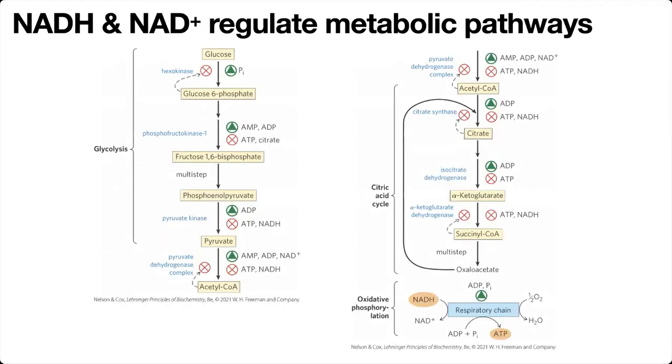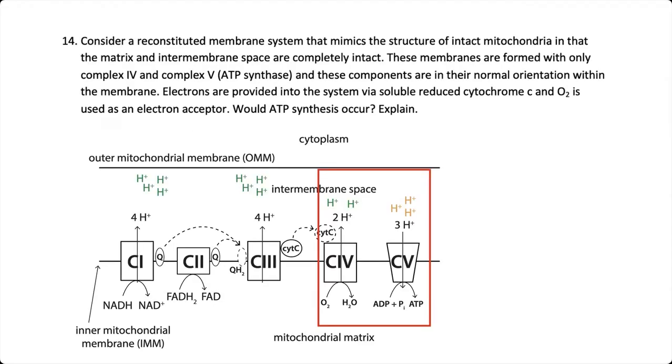And so your electron transport chain is regulated by oxygen and ADP. That's going to help control the NADH ratios to control which direction metabolic pathways run. Now we want to consider a reconstituted membrane system that mimics the structure of intact mitochondria in that the matrix and inner membrane space are completely intact. These membranes are formed with only complex 4 and complex 5, so remember that's our ATP synthase, and these components are in their normal orientation within the membrane. Electrons are provided into the system via soluble reduced cytochrome C, and oxygen is used as an electron acceptor.